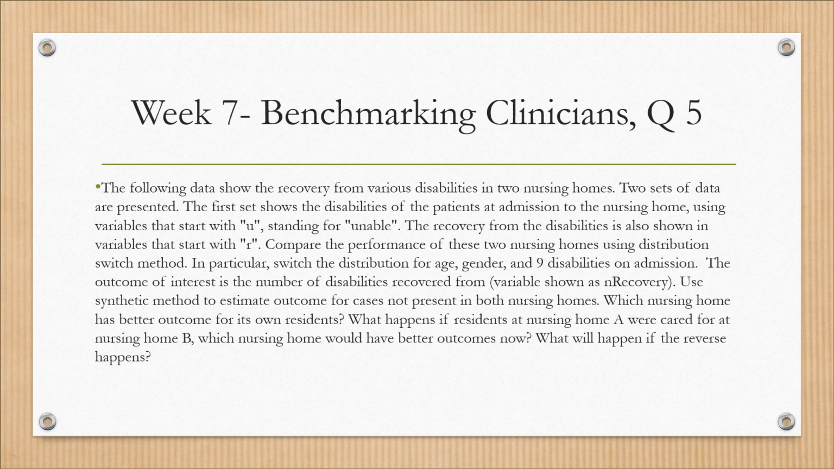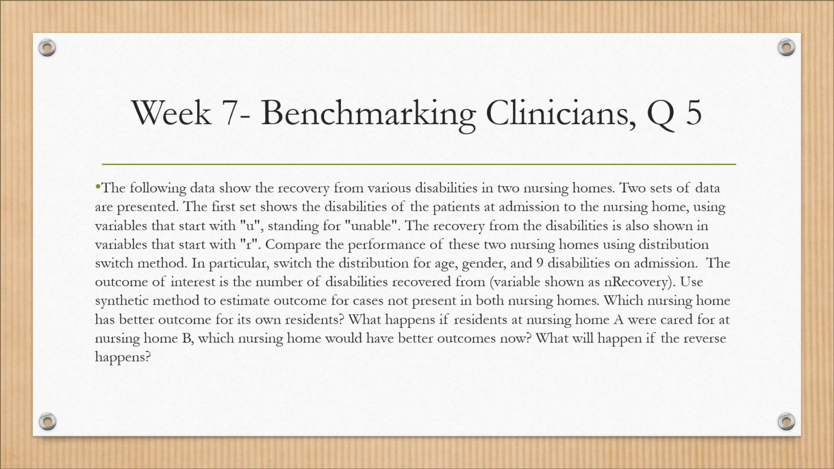So I'm going to solve the following question from Benchmarking Clinicians week 7. Question number 5. The following data show the recovery from various disabilities in two nursing homes. Two sets of data are presented. The first set shows the disability of the patients at admission to the nursing home using variables that start with U, standing for unable. The recovery from the disabilities is also shown in variables that start with R.